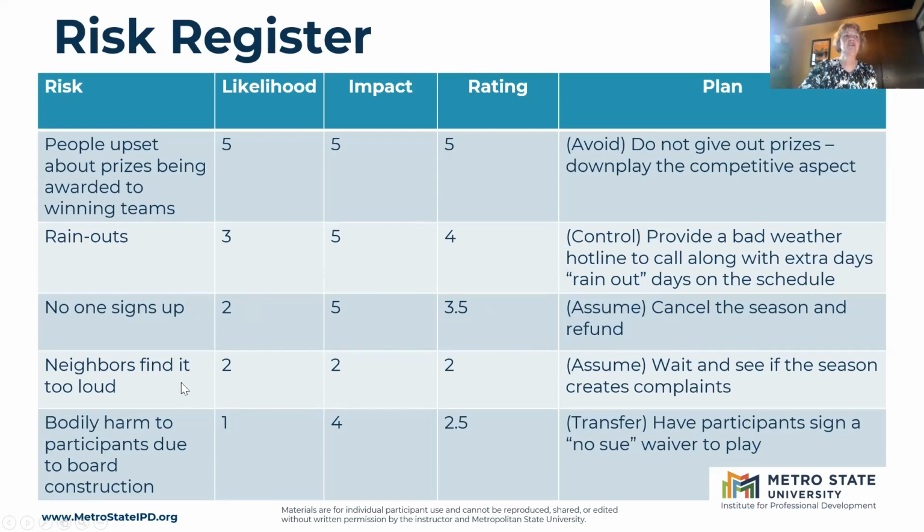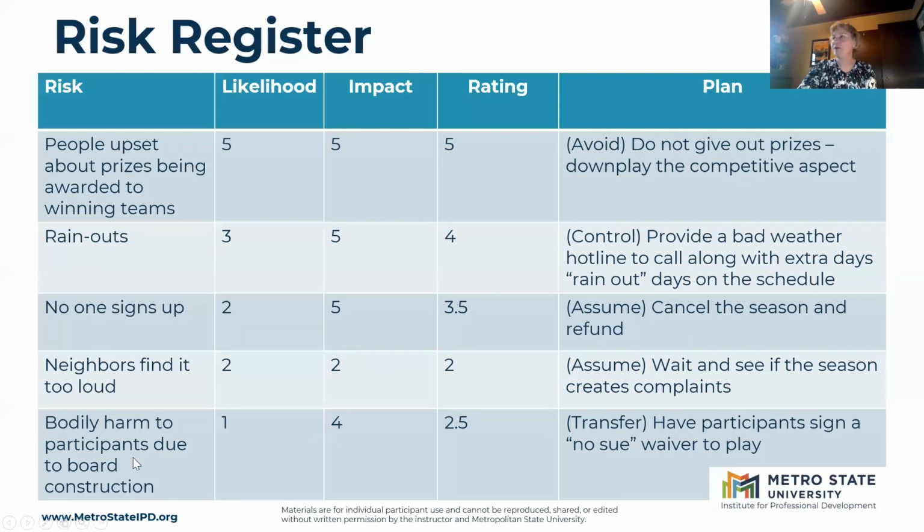The neighbors find it too loud. Well, we're going to assume the likelihood of this happening is low, and we're not going to get a lot of complaints from the neighbors because the park is used for other things. They live on the edge of the park. This is nothing new. So again, we're just going to assume this risk. We're going to wait and see. And if during the course of the season there are complaints, then next year we'll have a better risk plan to deal with that. But let's just press on.